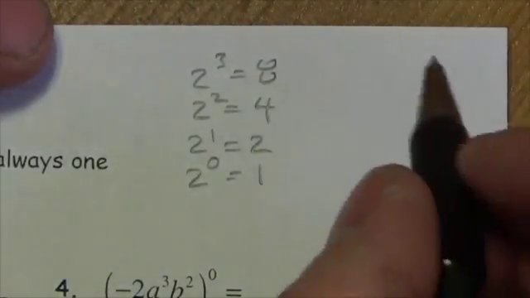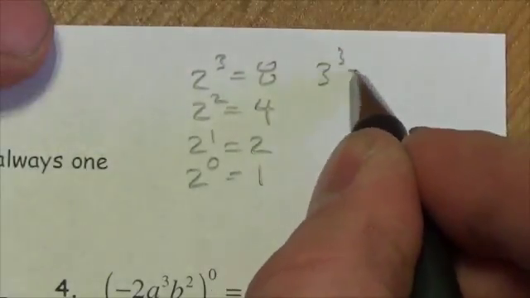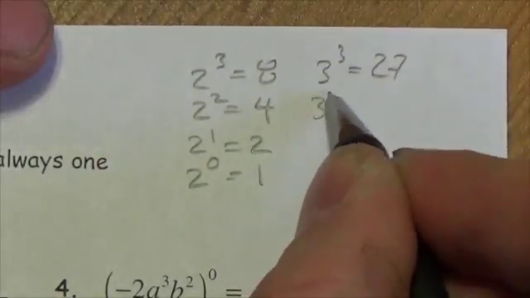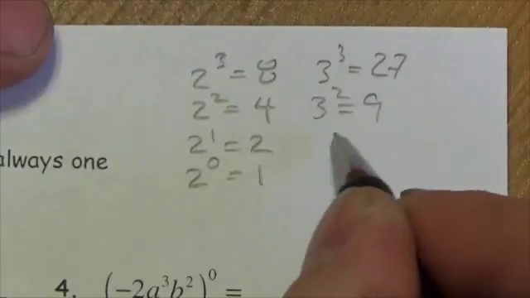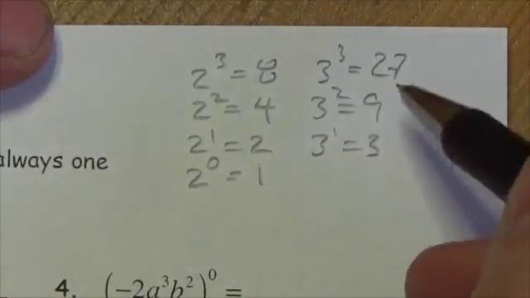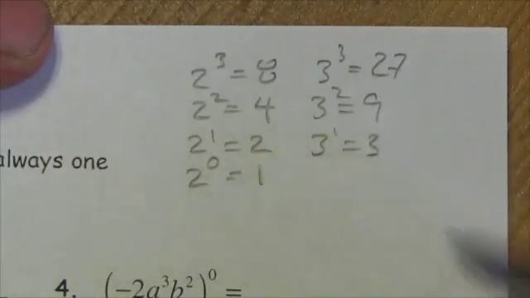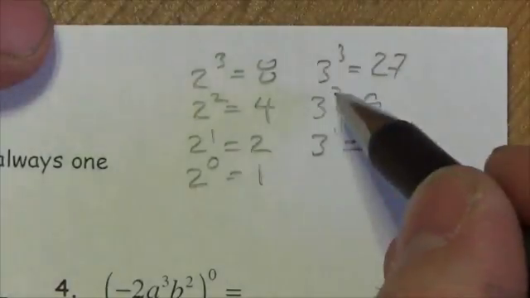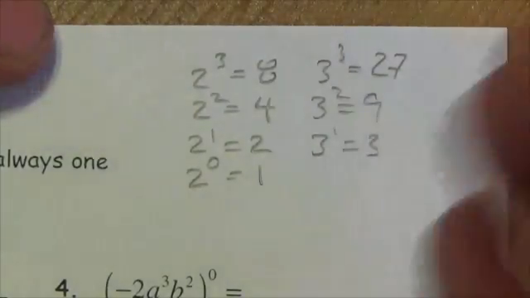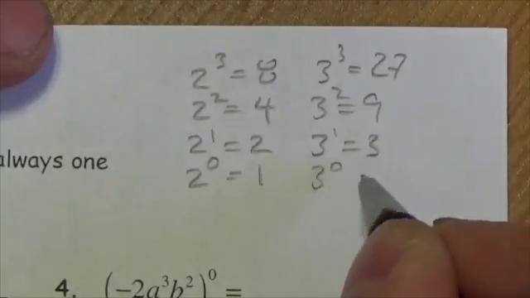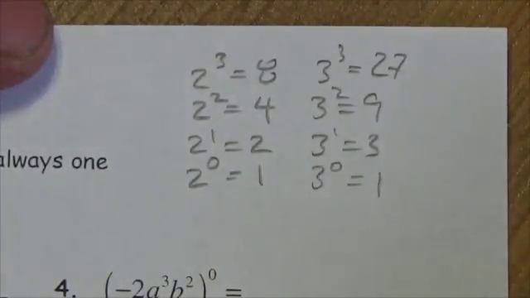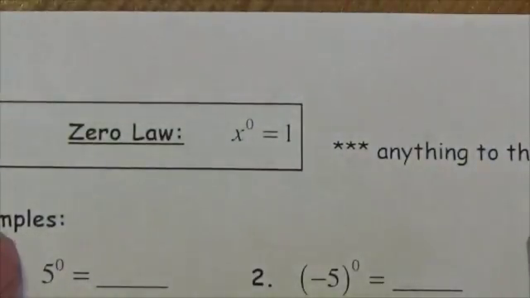Now that works with any base whatsoever. If you've got 3 cubed, that's 27. 3 squared is 9. Okay, 3 to the 1 is 3. Now at every step along the way on the right hand side, I'm dividing by 3. With every step along the way, I'm subtracting 1 from the exponent. So when I go to 0, again the answer is just 1. So anything to the power of 0 is going to be equal to 1.